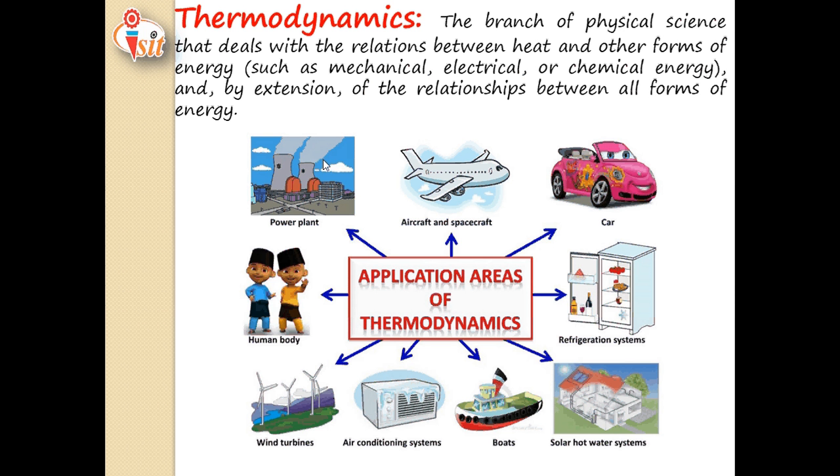Second application shown is aircraft and spacecraft. In aircraft, gas turbines are used. In the gas turbine, again there are components: compressor, combustion chamber, turbine and nozzle. Here also heat energy is converted into mechanical energy, and some part of the flue gases is converted into kinetic energy. That's why thrust is given to the aircraft.